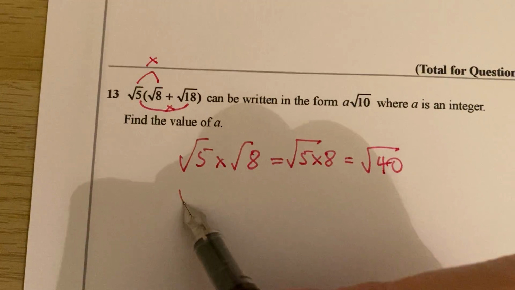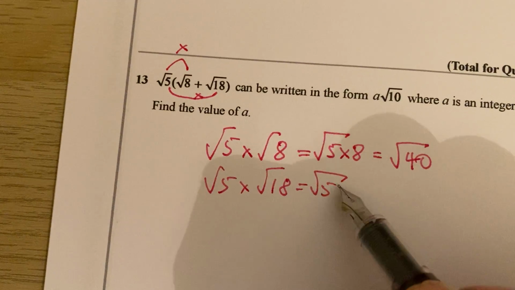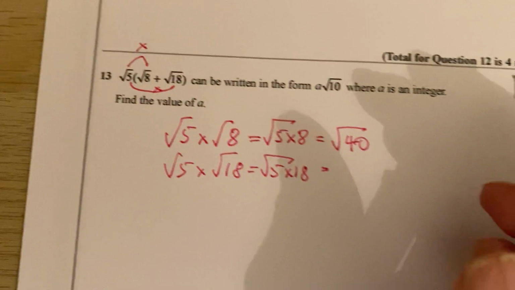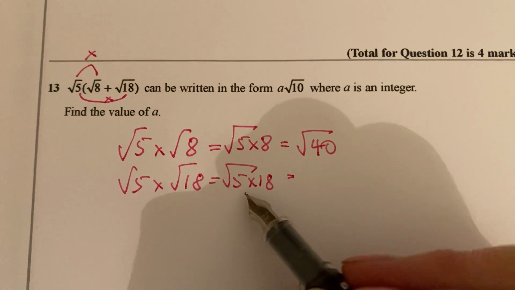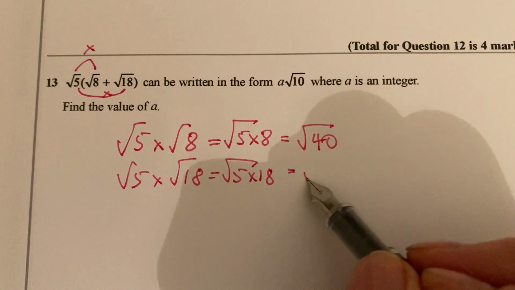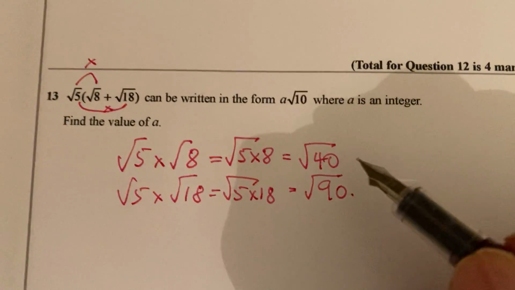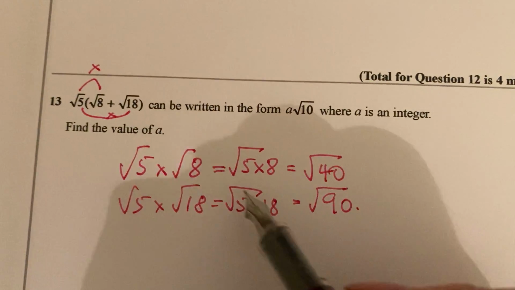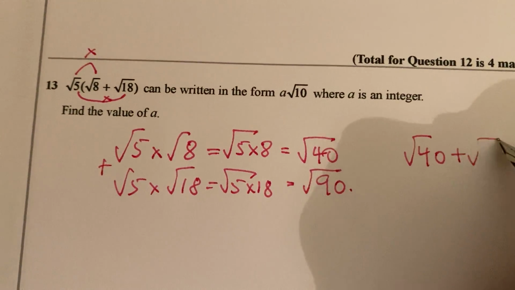Similarly, root 5 times root 18 is going to be root 5 times 18. When you times by 5, double and half. Sorry, slow it, Simon. I'm going to times it by 10 and half that value. So that's root 90 in the end. And now I'm going to add these together because that's what it's asking us to do. So root 40 plus root 90.